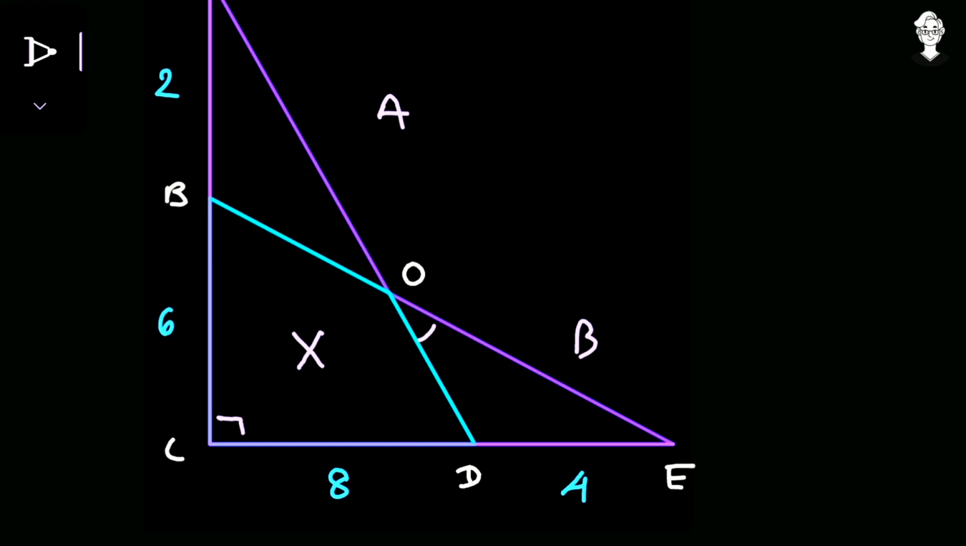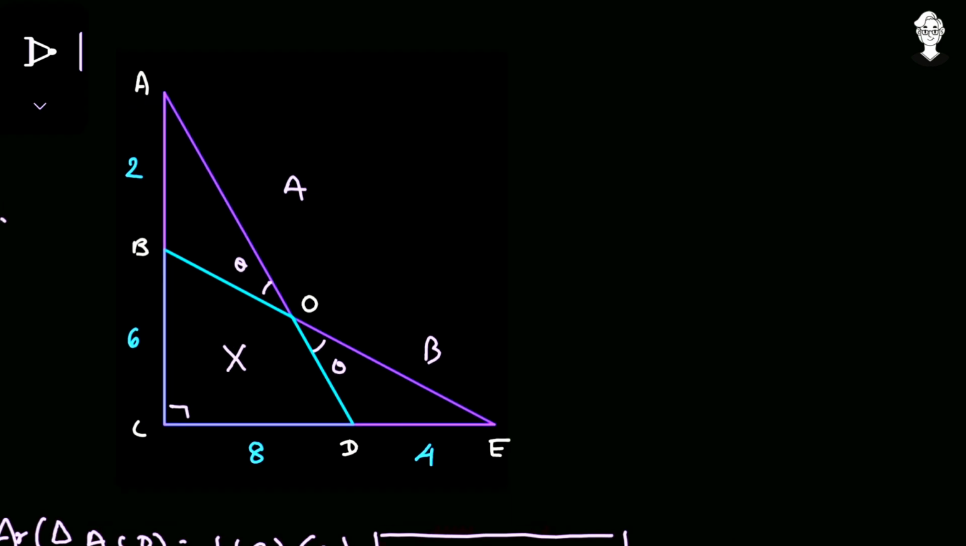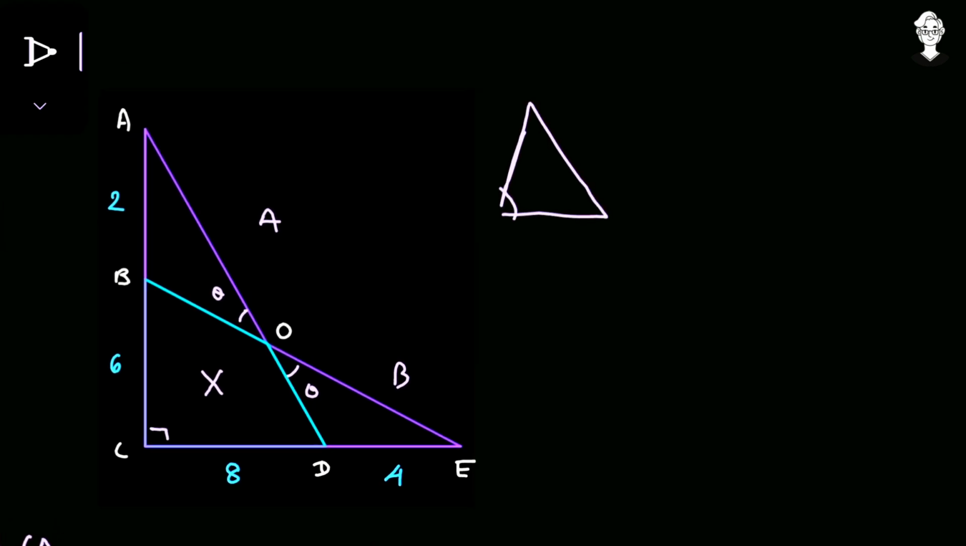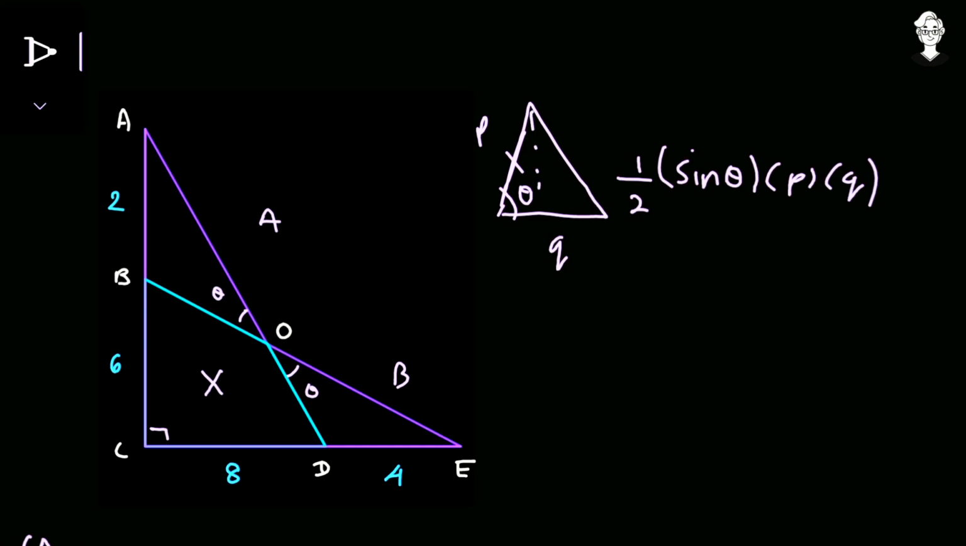These two angles are vertically opposite angles, so let them be theta and theta. Remember the formula: there is a triangle where this angle is theta, and the adjacent sides are p and q. Then the area of this particular triangle is half sine of the angle, that is sine of theta, into the adjacent sides, p and q. This is the area. We also have the area as half of base into height if I draw the height over there. Similarly, this is also a formula if the angle and the adjacent sides are given. So we will use this formula to find the areas of a and b.